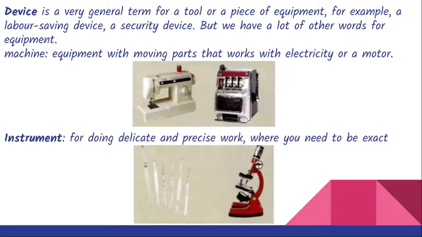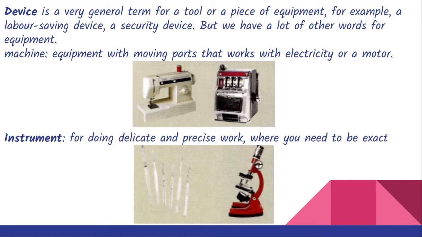Devices and equipment. In this section and the following sections, we are going to learn about different subcategories of the word device. In general terms, device is an umbrella term, a general term that can refer to a tool or a piece of equipment. For example, a labor-saving device, or a security device like an alarm system. But we have a lot of other words for equipment.